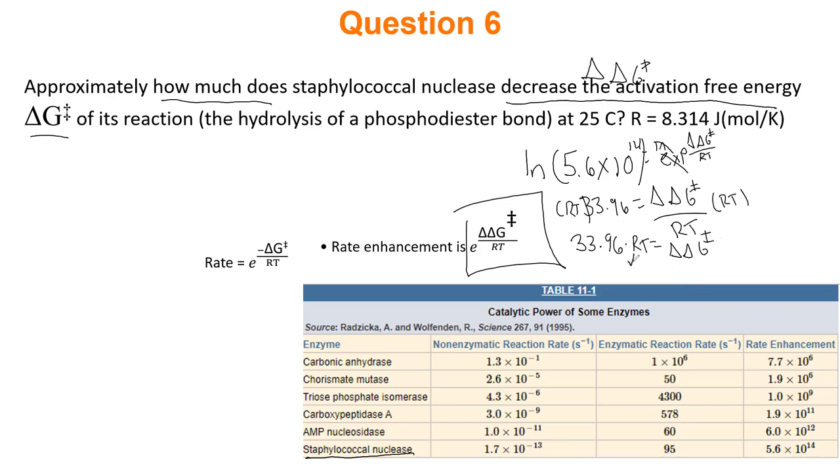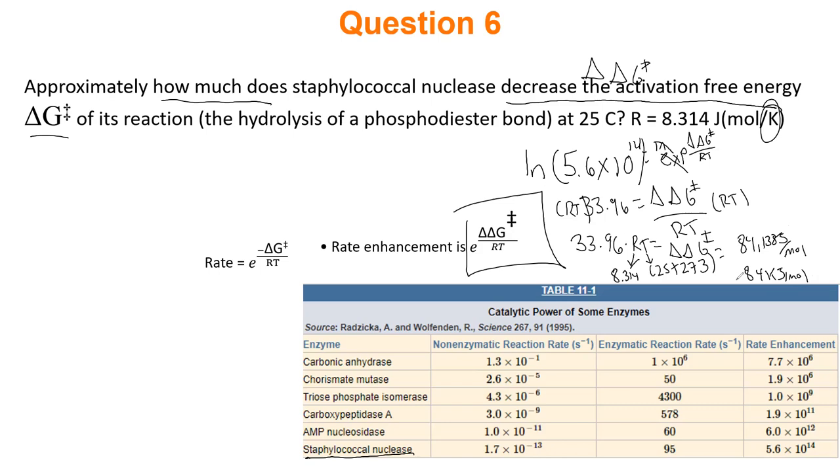So let's put our R in there, 8.314. T should be in Kelvin because our R is in Kelvin. So that should be 25 plus 273. So this is 84,138 joules per mole, or 84 kilojoules.